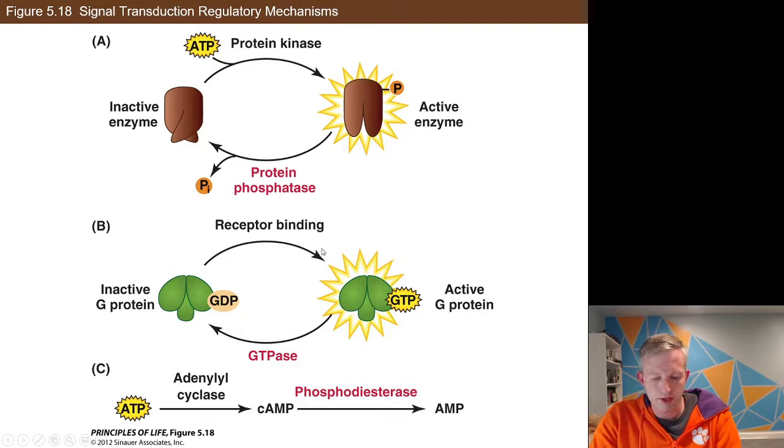So like a protein kinase that's been activated is going to be active until another protein comes along, protein phosphatase, and rips off that phosphate group and says, no, go back to being inactive. Just like with G proteins, they become activated when that GTP is there until GTPase comes and says, no, go back to being GDP and stop doing your thing.